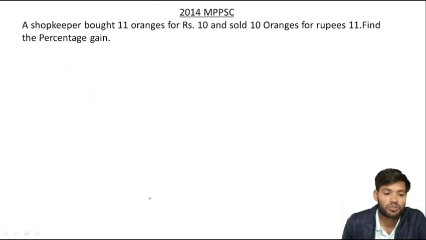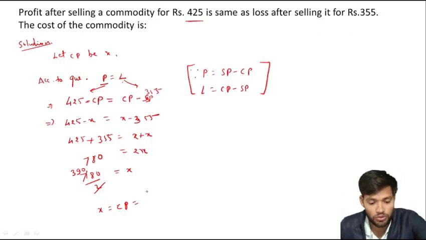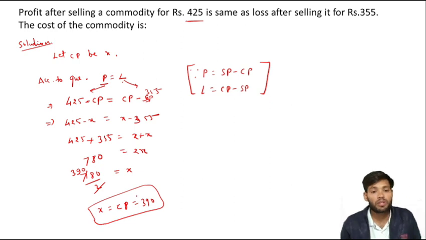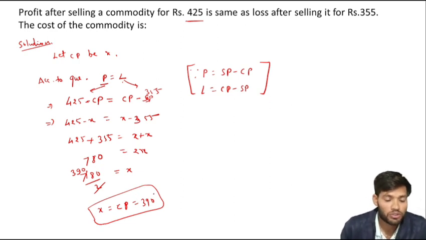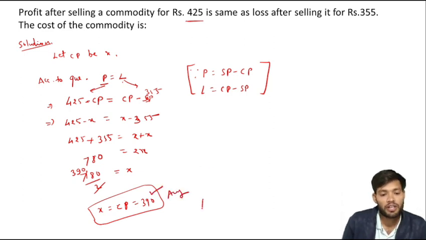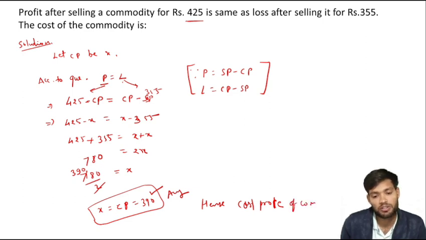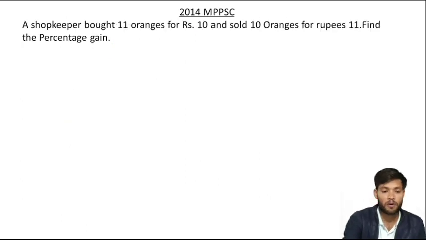CP is equal to 390. Then we have to calculate the cost price of the article, that means 390. That is our answer. Hence the cost price or cost of the commodity is 390. Answer.